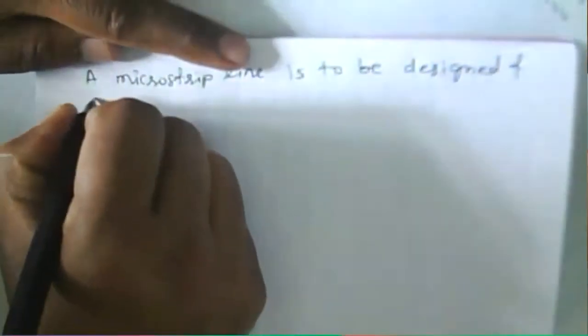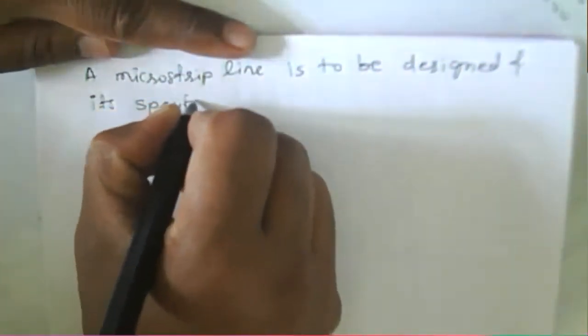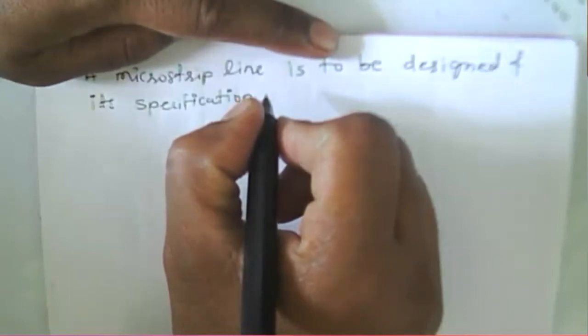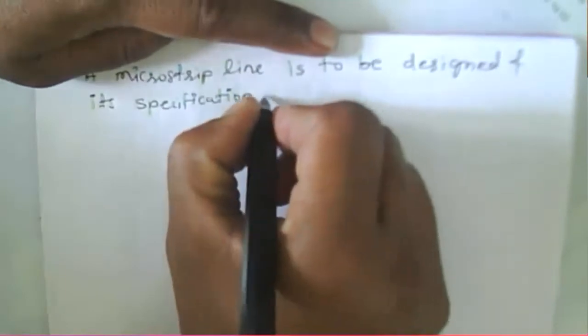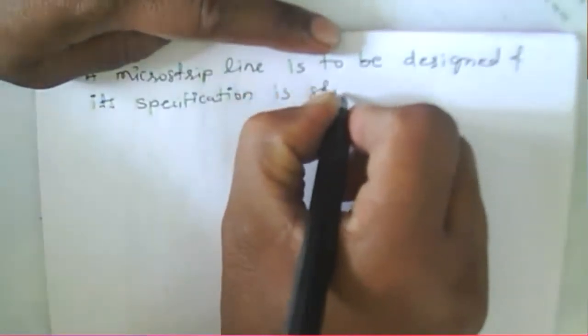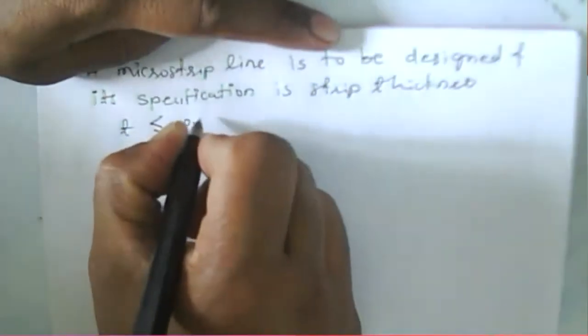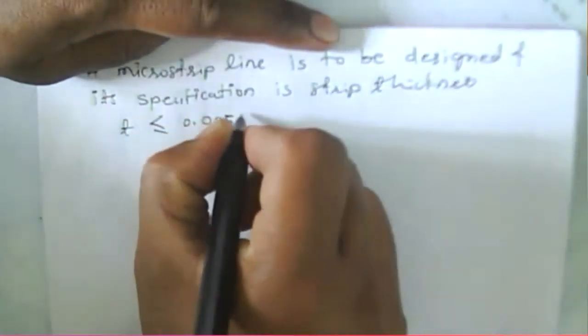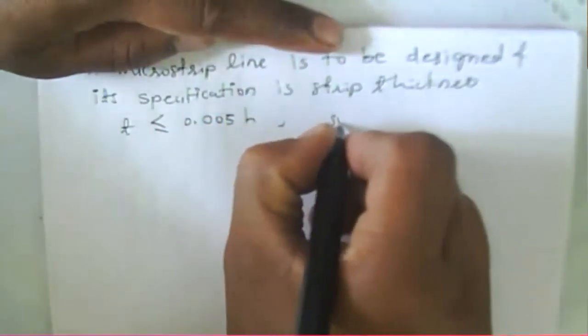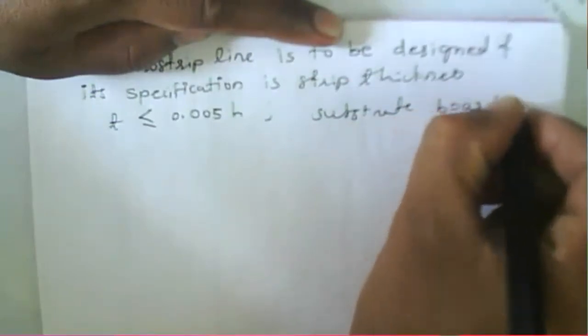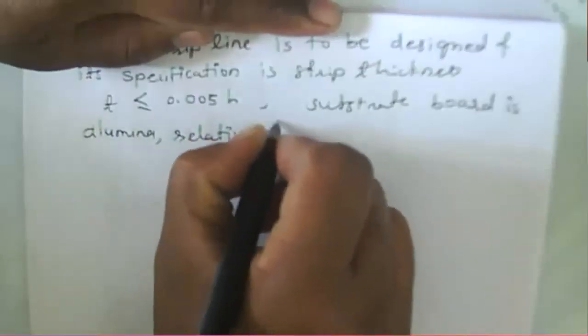Next one, another example. A microstrip line is to be designed and its specification is strictly that T is less than 0.005.